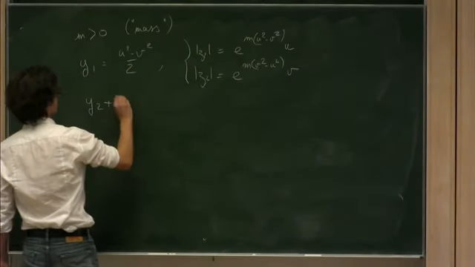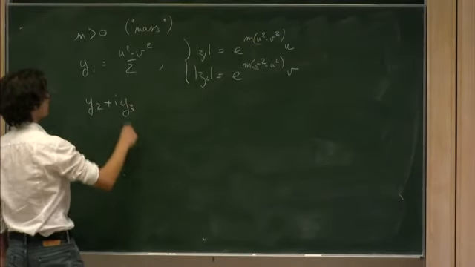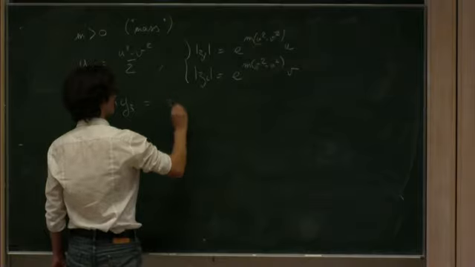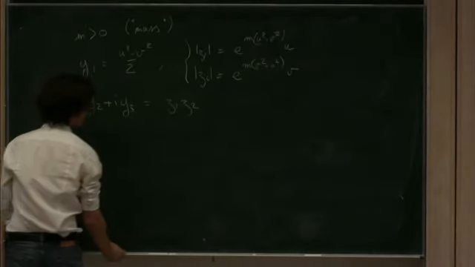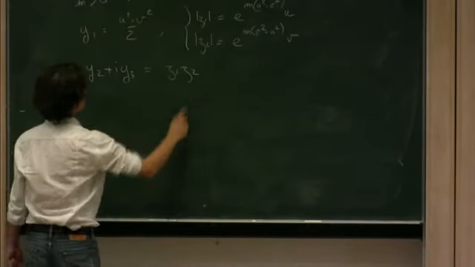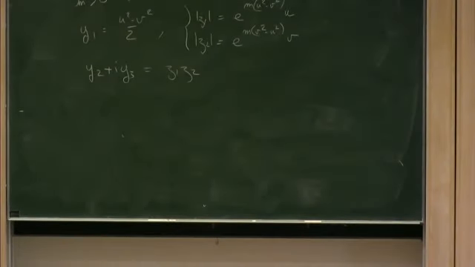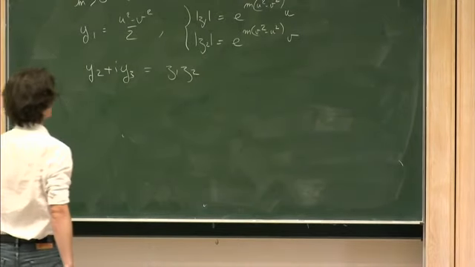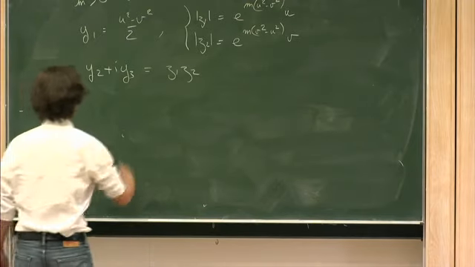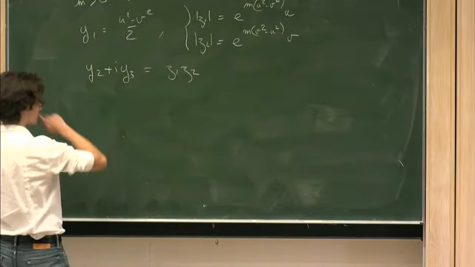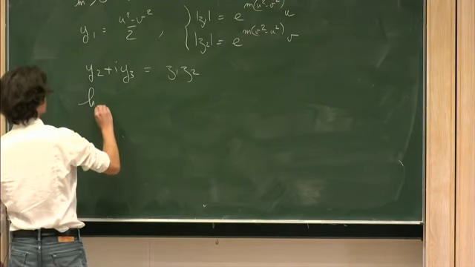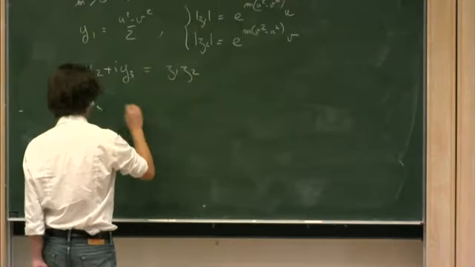And u squared plus y2 plus i y3 is just the product z1 z2. So here, of course, z1 and z2 are the ordinary holomorphic coordinates on C2. And so with this datum, you can constitute the following metric h_m.